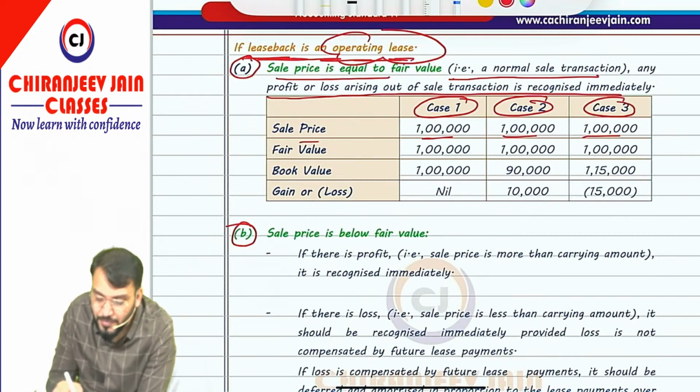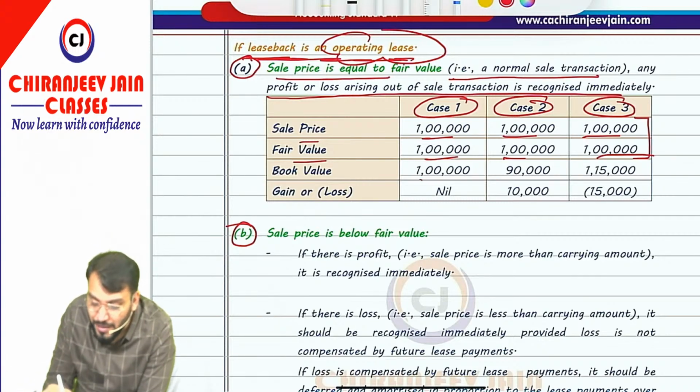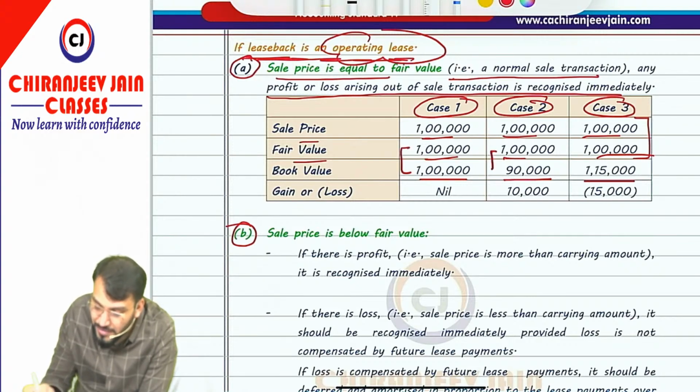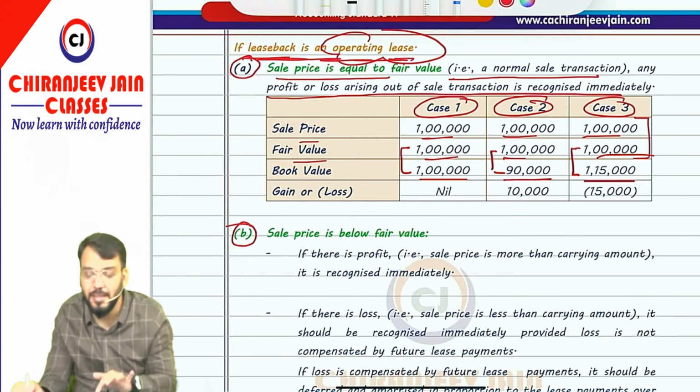Sale price and fair value are the same, and the book value can be equal to 1 lakh. Book value can be 90,000, book value can be 1,50,000. Of course in the first case both are the same, so there is no gain or loss. Then there is a gain of 10,000 and then there is a loss of 15,000. Understood? So this gain or loss will be transferred to PL immediately.